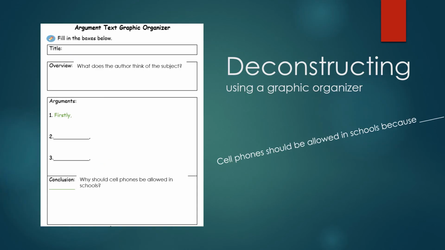We might have the students further deconstruct the text by actually copying out the different parts of the text and arranging them on a graphic organizer. Or perhaps we photocopy the entire text, mix it up, and ask students to put it in the correct order. We could give them sentence stems, like cell phones should be allowed in schools because.